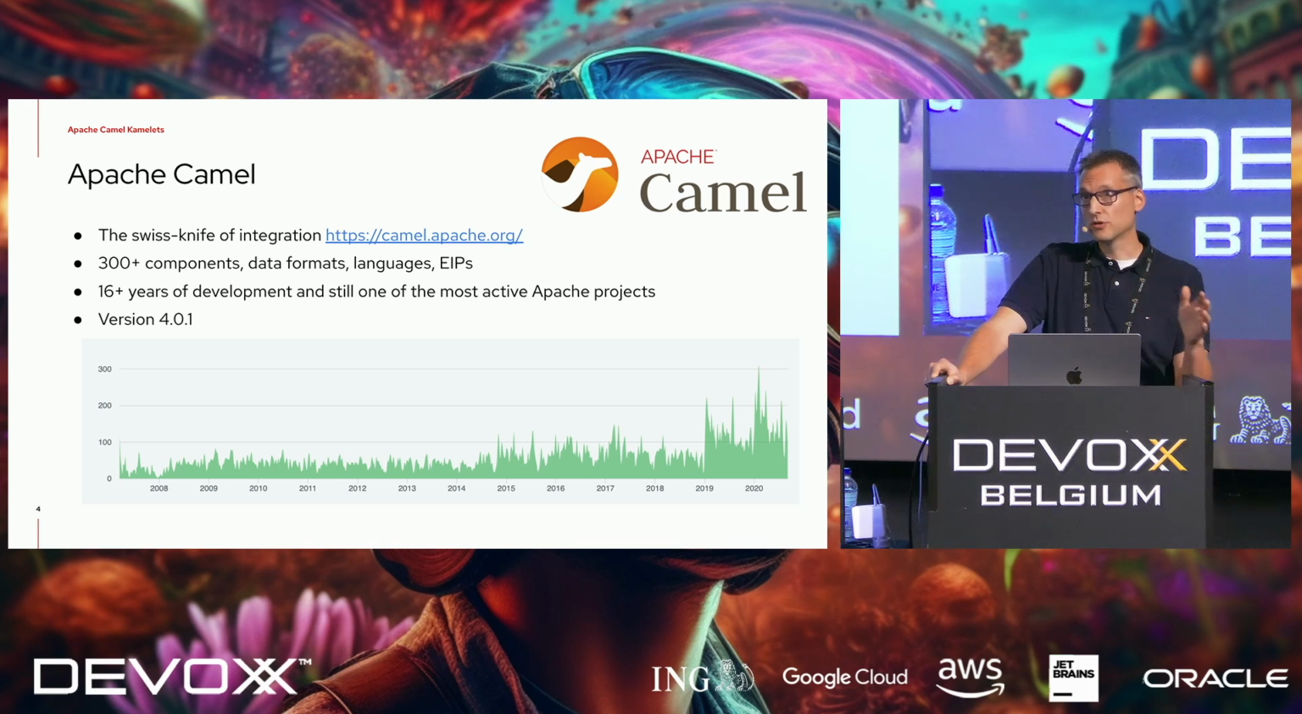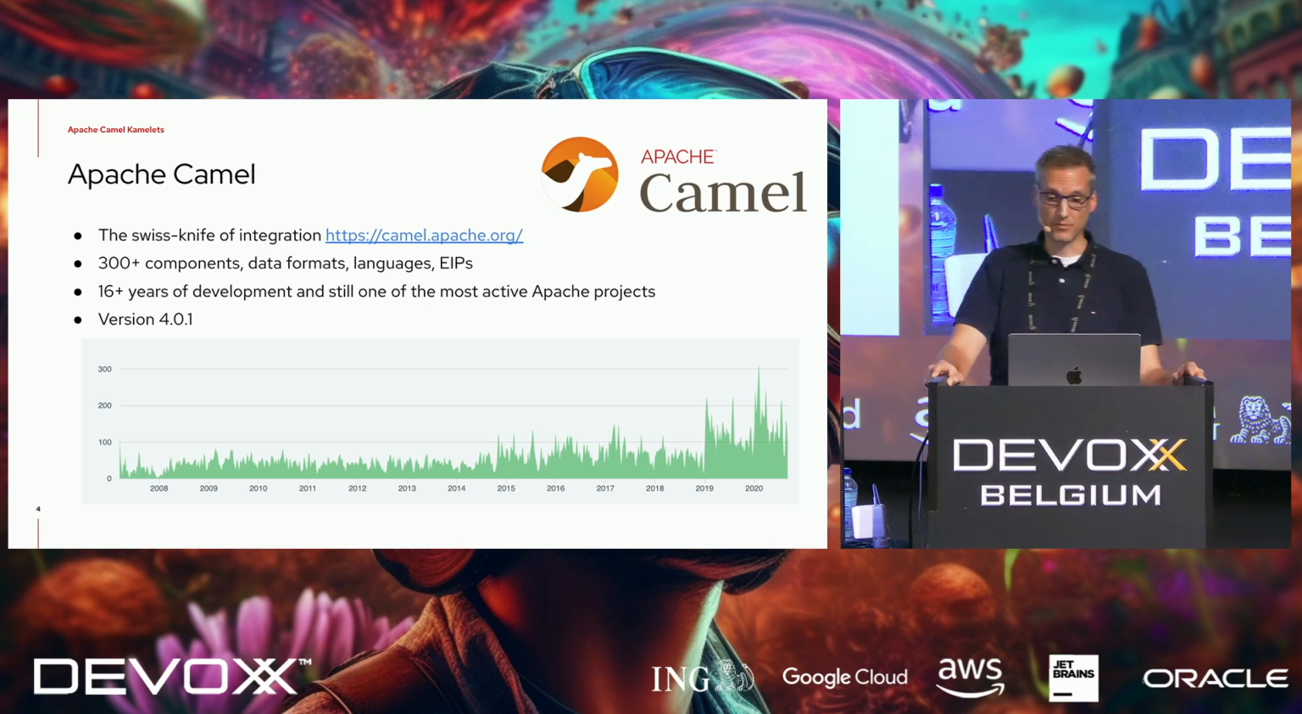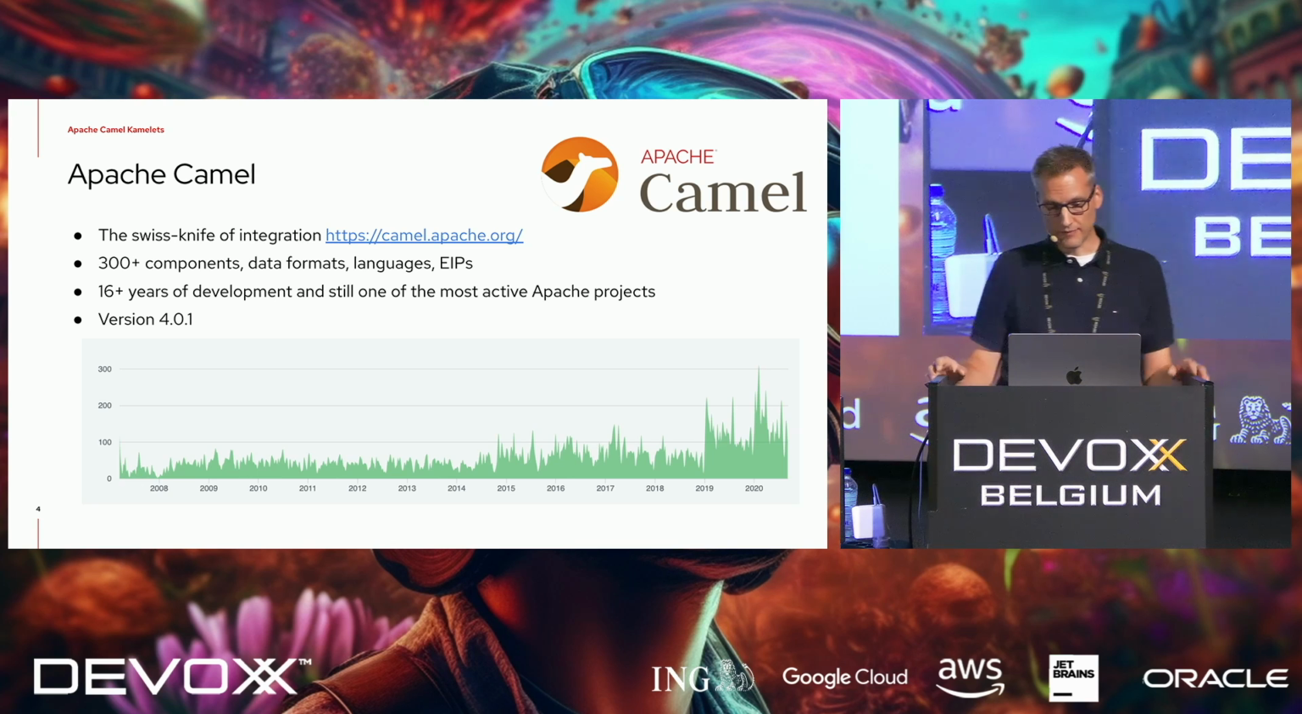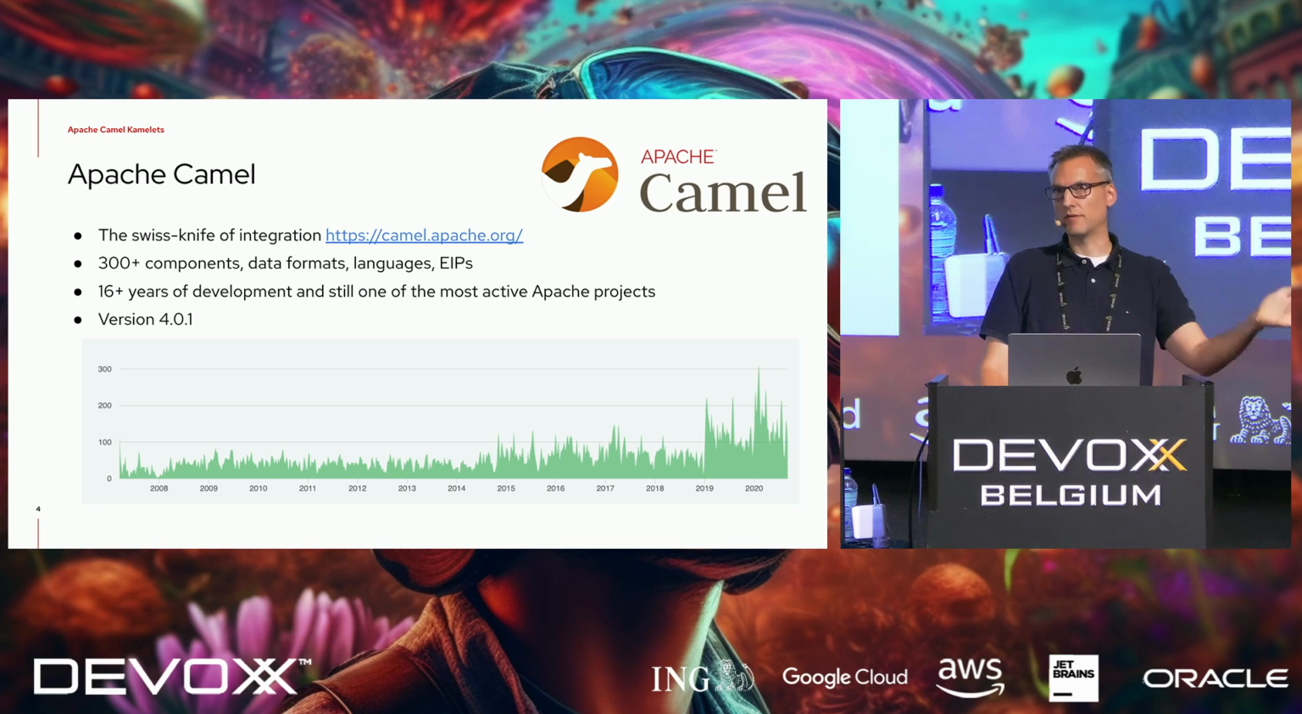It's a very mature project, 16 plus years of development, and still one of the most active Apache projects. Currently it's available in version 4.0.1, which aligns with the major versions out there of Quarkus and Spring and so on, also doing the migration from JavaX to Jakarta.